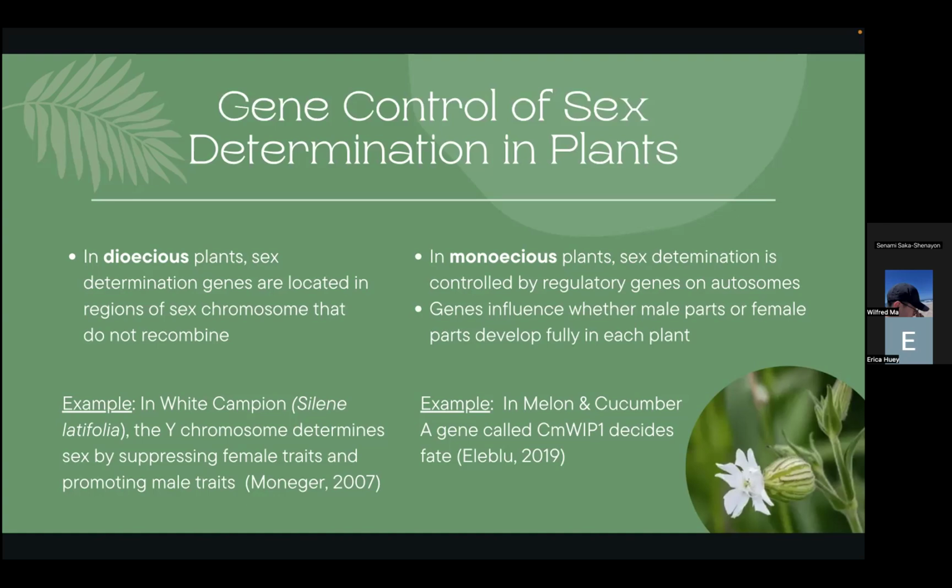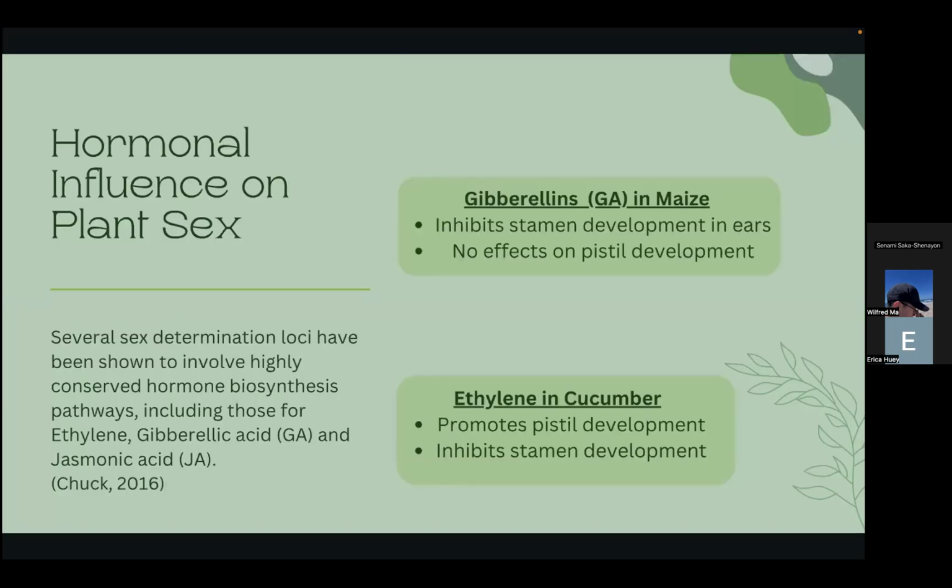For example, in melons and cucumbers, a gene called CmWIP1 decides the sex fate. And hormonal influences on plant sex: there are sex determination loci involved in hormone biosynthesis pathways, and the hormones involved include ethylene, GA, and JA. JA in maize inhibits stamen development in ears, with no effect on pistil development, whereas ethylene in cucumbers promotes pistil development and inhibits stamen development.